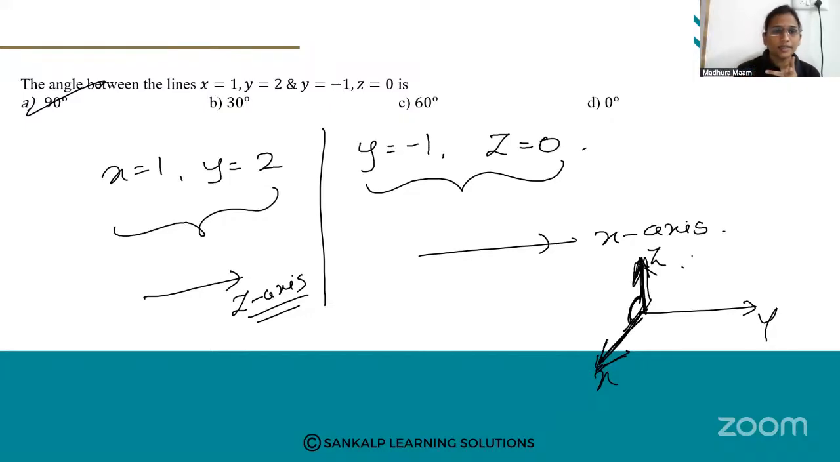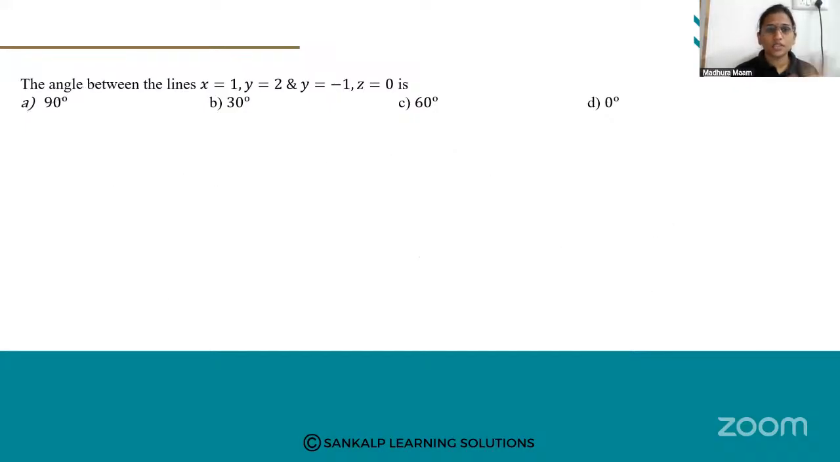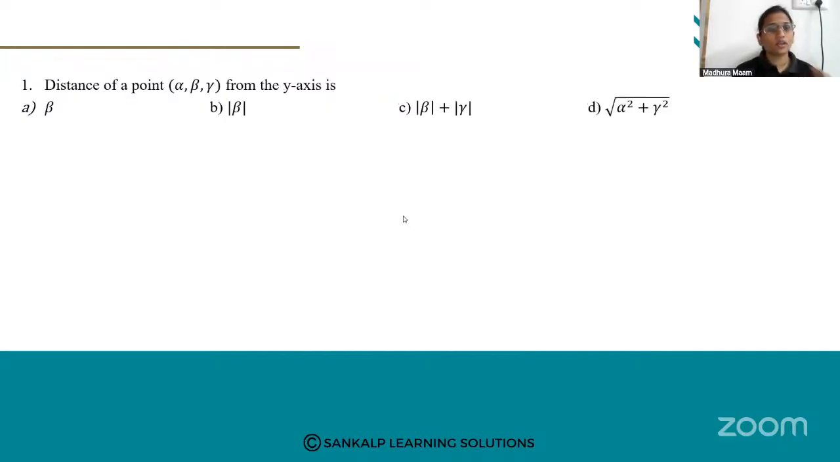Because one set of lines is parallel to the x axis and one set of lines is parallel to the z axis. And the angle between x and z is 90 degrees. That means the angle between these lines is 90 degrees. Given that one line is along z axis, one line is along x axis. Okay, so this is based on just applying the results. There is nothing to solve in this. Okay, yes.